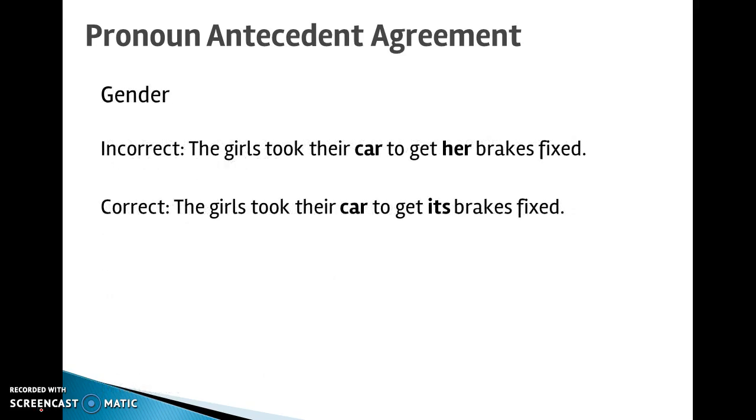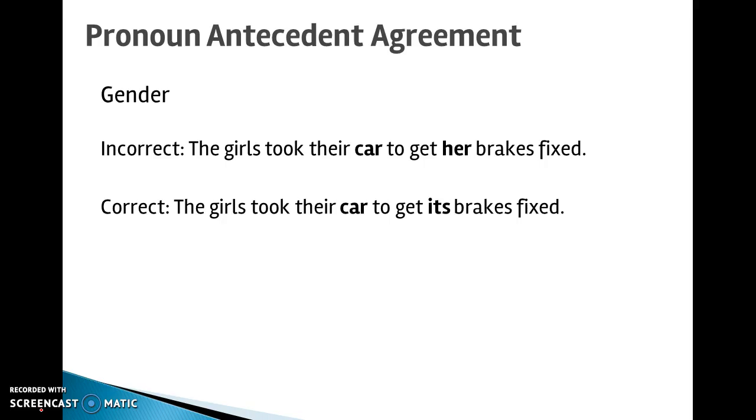The next case is gender. We have to be sure that we've stuck with a consistent gender between our pronoun and antecedent, whether that's masculine, feminine, or neutral. So, for example, "The girls took their car to get her brake fixed." Car is a neutral antecedent, so we wouldn't use a gender-specific pronoun such as "her." Instead, we'd say, "The girls took their car to get its brake fixed," because car is neutral and so is "its." So those are the basics.